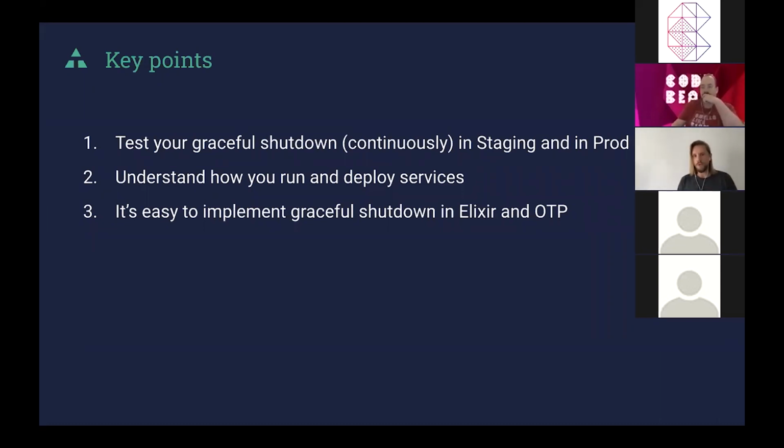Point number 2, understand how you run and deploy your services. So this kind of mechanical sympathy for the lower layer. In our example, this will be Kubernetes, helps a lot, right? Because we're not running just Elixir in a bubble, right? We're running this on some sort of infrastructure. And point number 3, that it's actually very, very easy to implement graceful shutdown in Elixir and OTP.